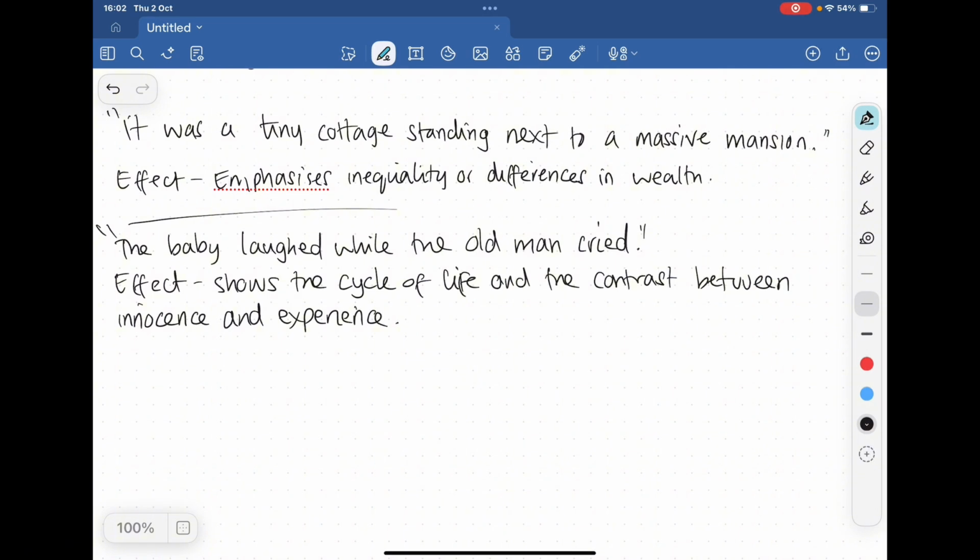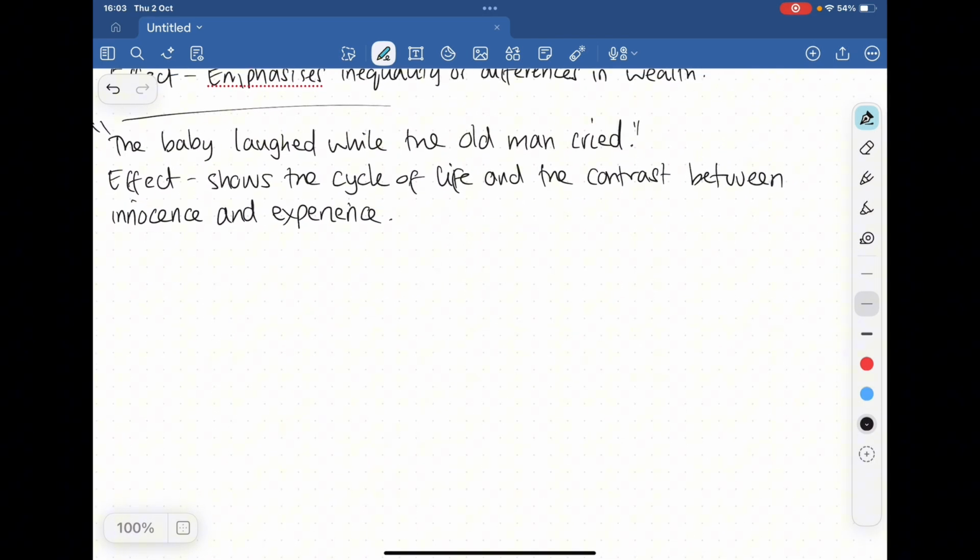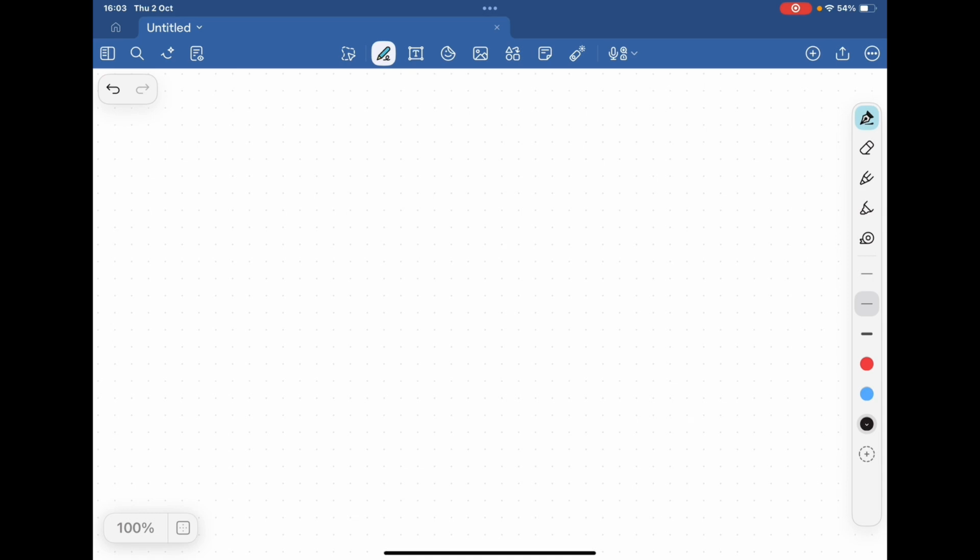They haven't been through the good or bad of the world yet. But an old man who's crying could be seen as maybe crying because of the experience of life that he has been through. This is just an example. Let's look at a slightly more challenging example.